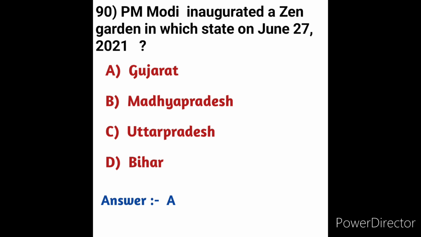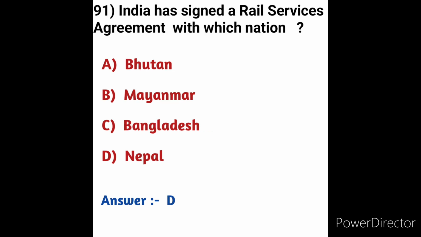Next, move on to question number 91. India has signed a rail services agreement with which nation? See the options. Option A Bhutan, option B Myanmar, option C Bangladesh, and option D Nepal. Option D is the correct answer, Nepal. The rail services agreement was executed in the year 2004 between the Ministry of Railways, India and Nepal. From India it is Raxaul, from Nepal it is Birgunj border. So option D is the correct answer, Nepal.